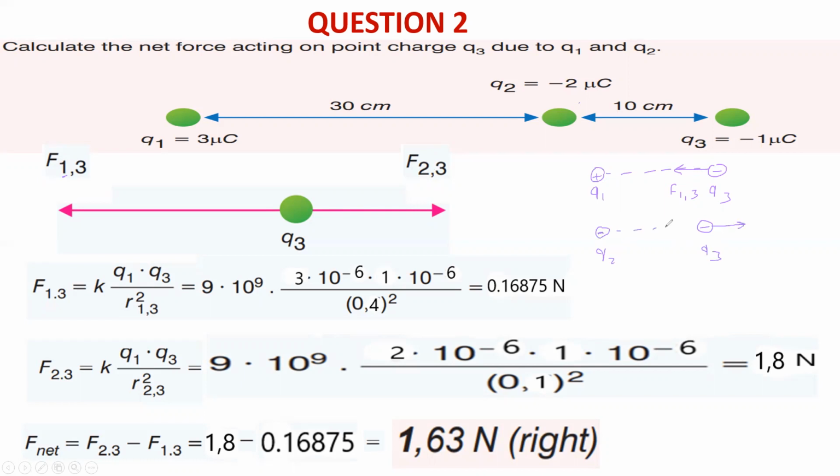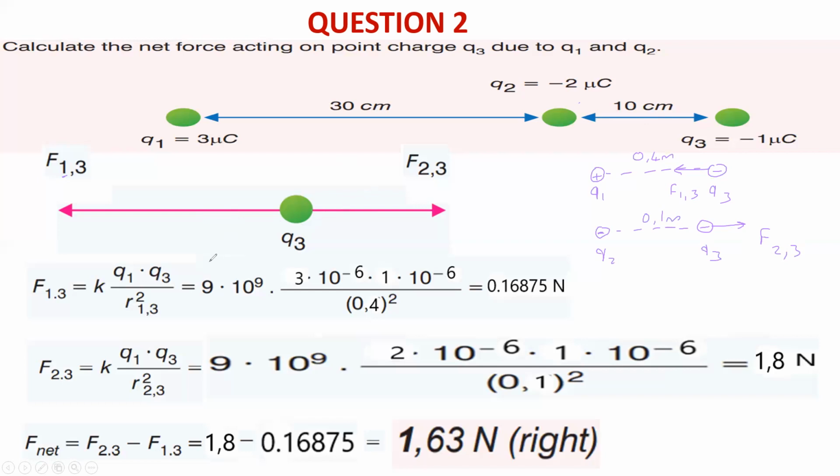So let's write the distances also. Q1 and Q3 distance is 40 centimeters, which is equal to 0.4 meters. Q2 and Q3 distance is 0.1 meters, because it is 10 centimeters, and the direction is to the right. This is our F23. We are showing everything on Q3, first force and second force.